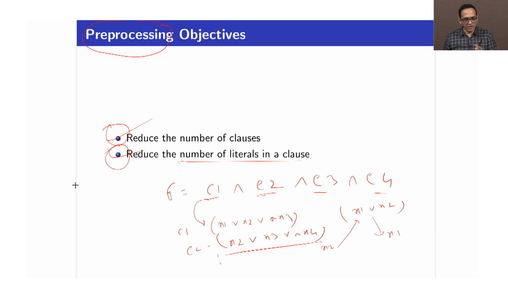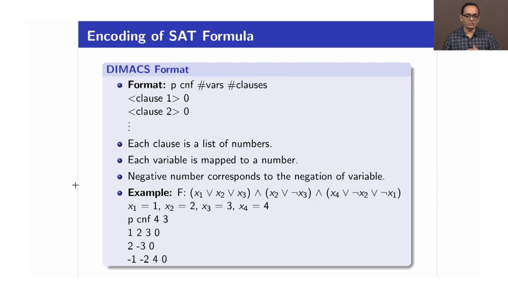Okay. Before going into all the preprocessing operations that you can perform, I will just briefly introduce how you encode the SAT formula for any practical SAT solver, right? You have many SAT solvers available from the academic community, you can just use them, but to give them the CNF formula you need to first encode it in their format, so that it can work on that, and that format is very simple, it is called DIMACS format.